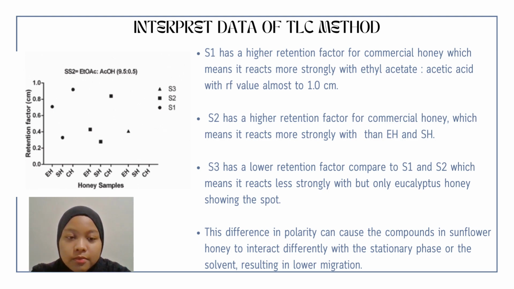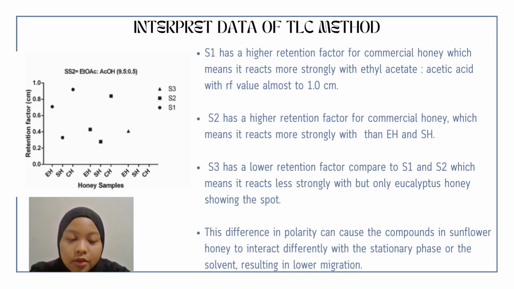Solvent system 2 uses ethyl acetate and acetic acid. These are two organic solvents that can dissolve some compounds in honey. So spot 1 has a higher retention factor for commercial honey, which means it reacts more strongly with ethyl acetate and acetic acid, with an Rf value almost 1.0.